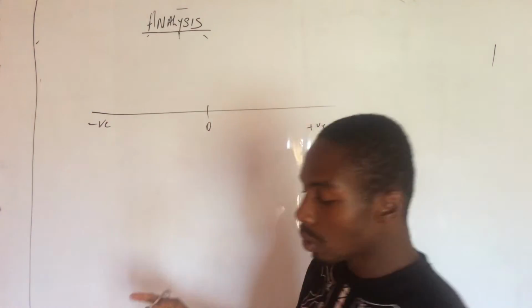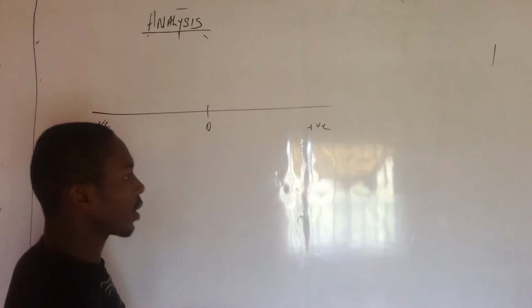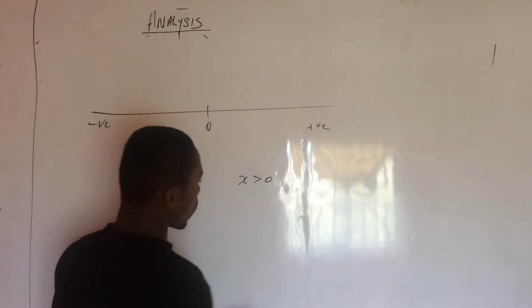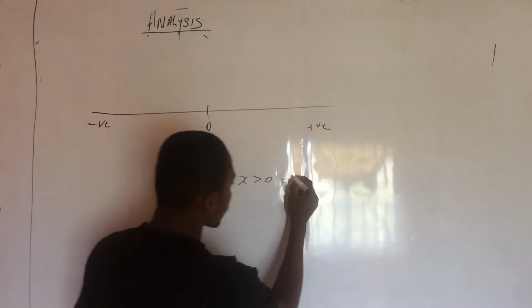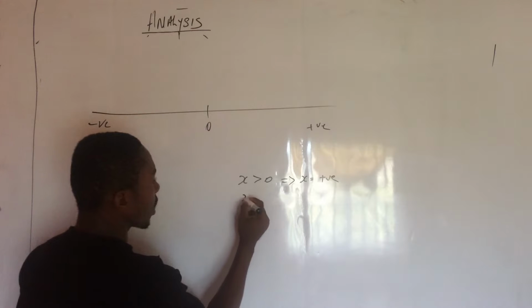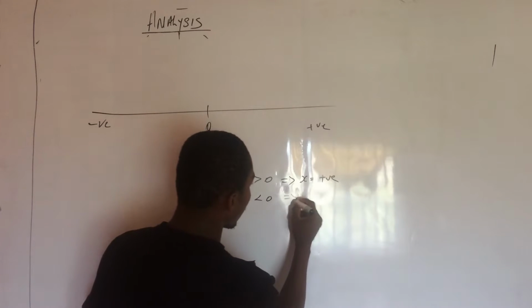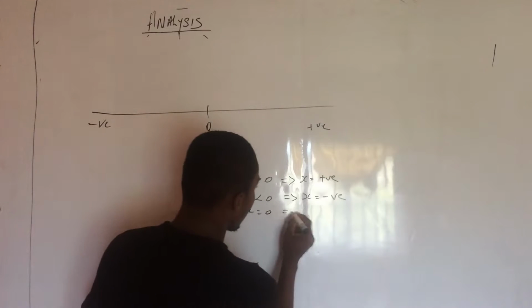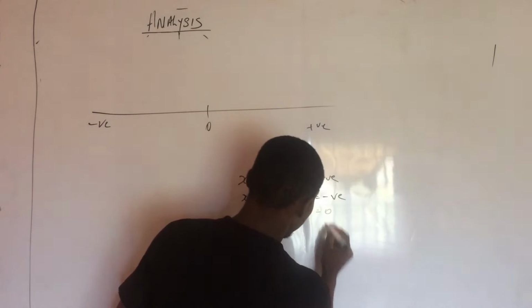Whenever you see something like x greater than 0, this implies that x is what? Positive. When you see x less than 0, this implies that x is what? Negative. When you see x equal to 0, this implies that x is equal to 0.